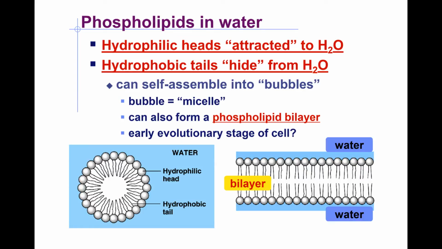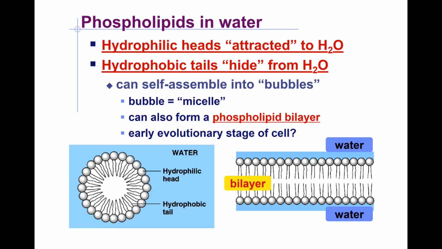Because of their dual personality nature, when you put phospholipids in water, the head regions are always going to orient so that they're closer to water, whereas the tail regions are going to hide from water. And they create these bubbles. Now, it's thought that these bubbles are your early evolutionary stage of a cell. This is kind of how it started off.